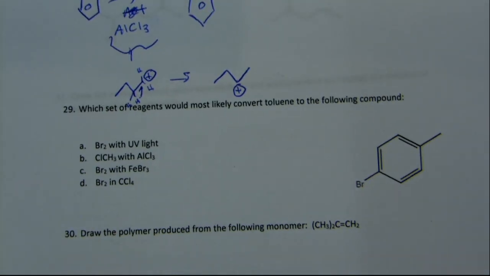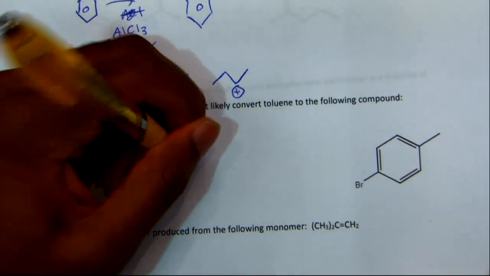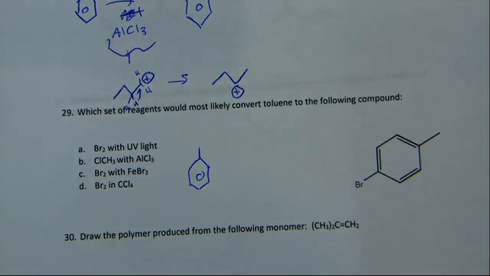Next question, we're all good? Okay, so which set of reagents would most likely convert toluene to the following compound? What's the only way I know how to, first of all, what's toluene? Does that make sense? Everyone good? What's anisole?